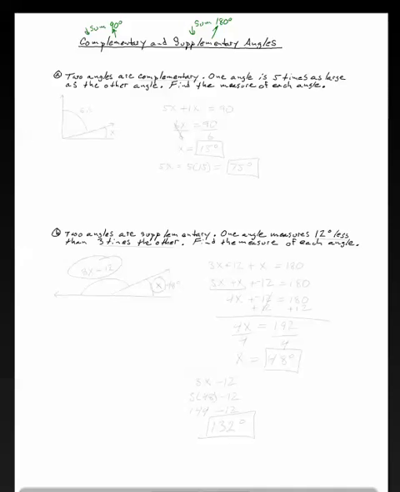So problem A says two angles are complementary. One angle is 5 times as large as another angle. Find the measure of each angle. So the first thing we look for is whether they're complementary or supplementary. And in this case, they're complementary. So complementary means that two angles form a 90-degree angle, or a right angle.